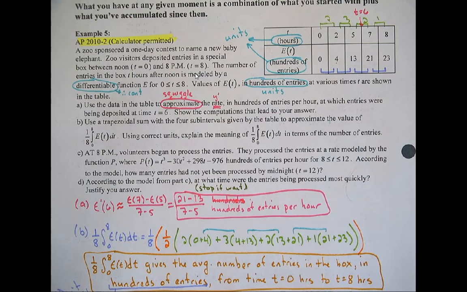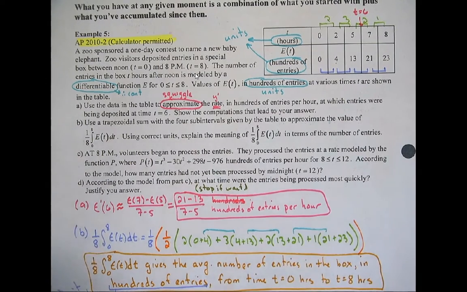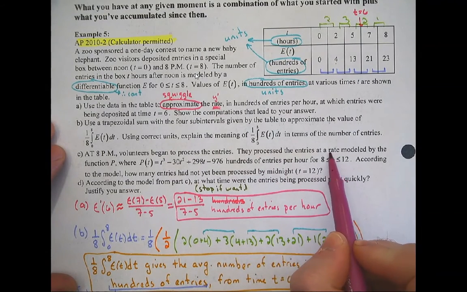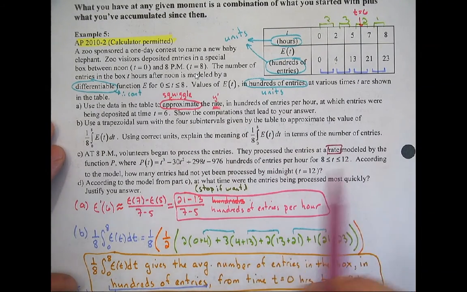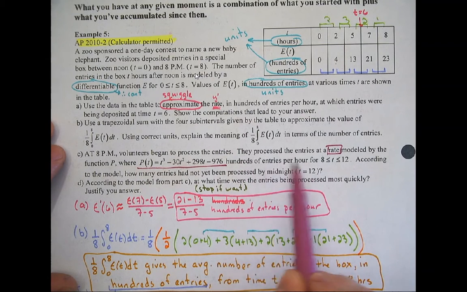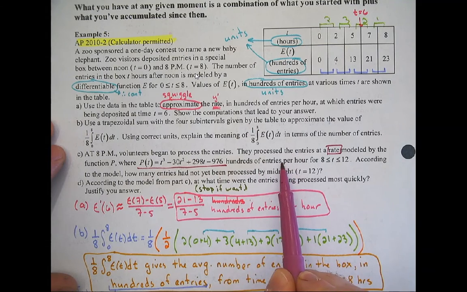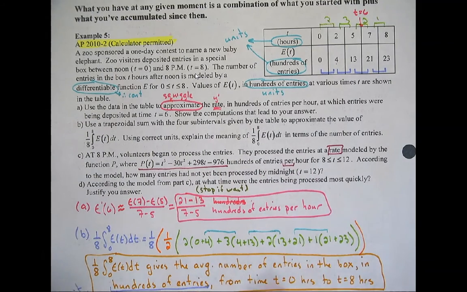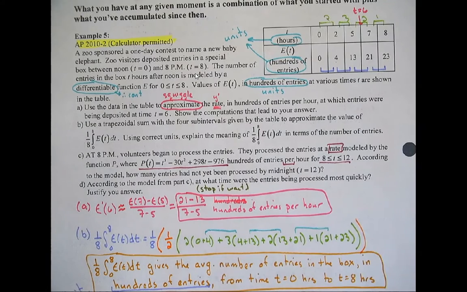So they processed the entries at a rate modeled. I'm going to underline something here. Did anything jump out to you as I said that? They process the entries at a rate. This is a rate modeled by this equation, hundreds of entries per hour. So this is a rate of change. There's my "per." From 8 until 12, so how long did they work on these entries? 4 hours. They worked from 8 p.m. until midnight.